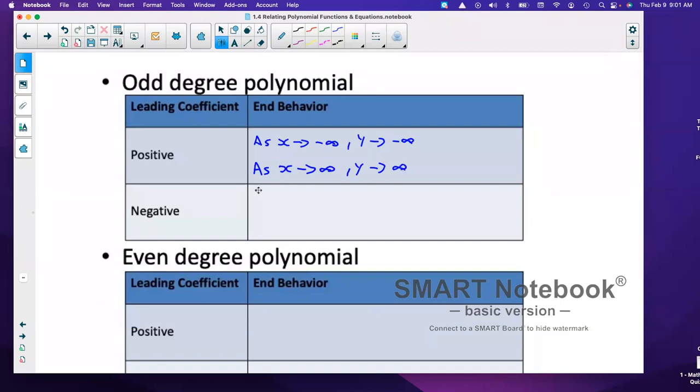Now, if we have a negative leading coefficient, we start fairly high, and as we move to the right, we decrease. So as x goes towards the left side of our graph, y increased towards infinity, and as we move to the right, so as x went to positive infinity, y went downwards, so it went to negative infinity.